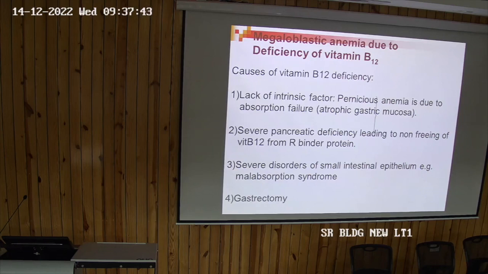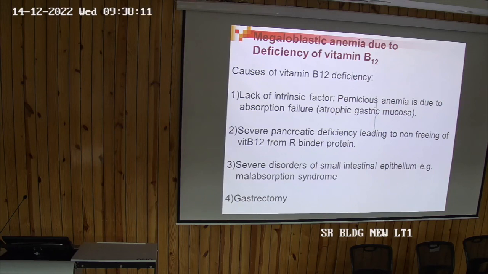That results in megaloblastic type of anemia. Another important point is gastrectomy. In your problem based question, if a pernicious anemia example comes, it will always be written that the person has gone through gastrectomy. It may be in the last line, but it will be there. So these points you have to remember.